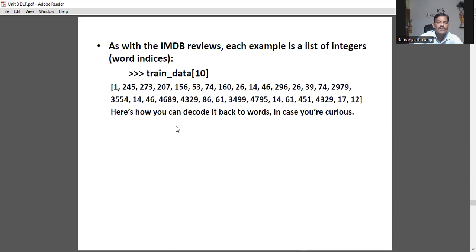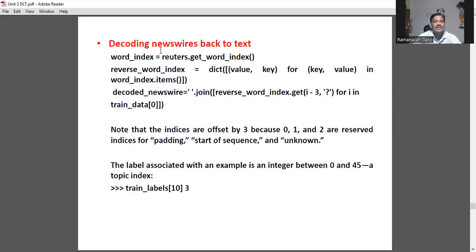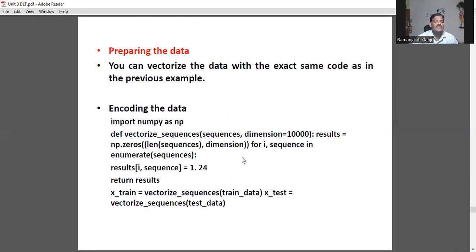Training data of 10 consists of words, which we decode into text. Decode newswire back to text: word index, get word index, and here reverse word index as a dictionary of values, decode newswire words in terms of join. Note that indexes are offset by 3 because 0, 1, 2 are reserved indexes for padding, start of sequence, and unknown. So these three elements are exceptional, the remaining are common. That's why we have three.